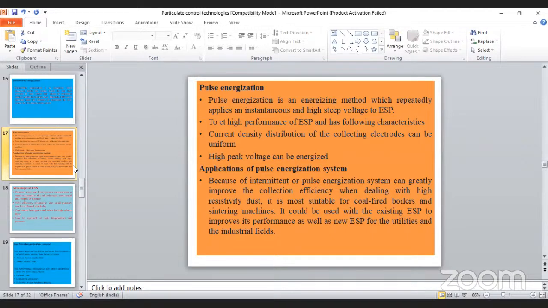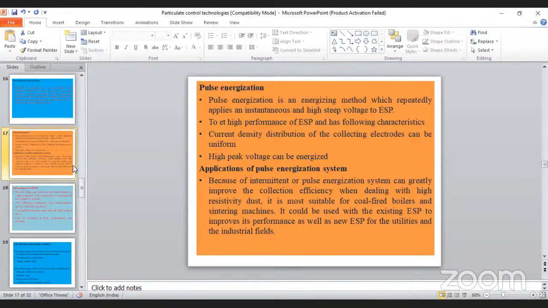The high performance of the electrostatic precipitator has the following characteristics. The current density distribution on the collection electrodes can be uniform, and a high peak voltage can be energized more. So the collection of particles must be more, the separation of particles must be more, which gives more efficiency than the other type.